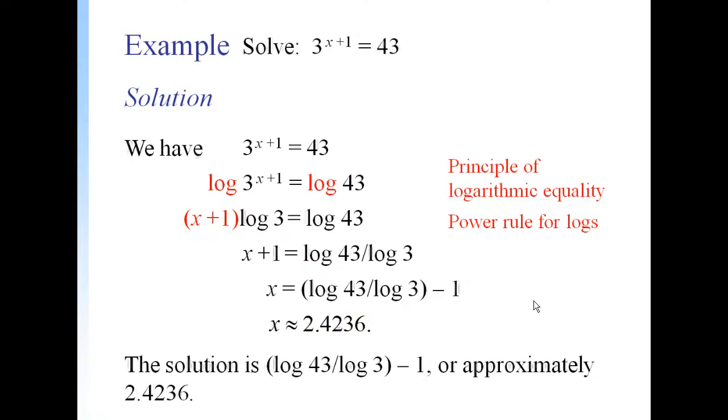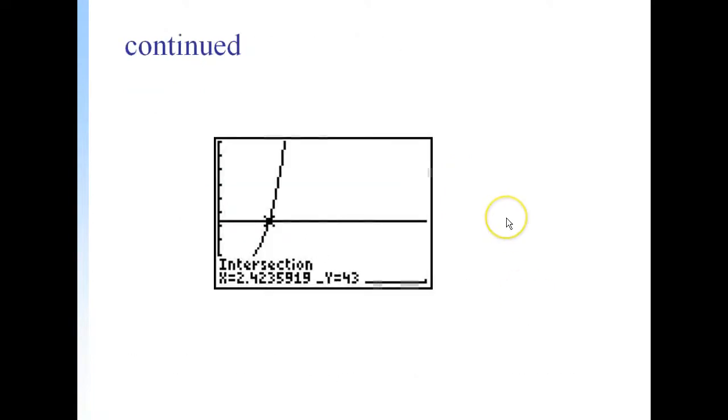And that is the answer, and if you put that into your graphing calculator, this is what it looks like, and it intersects there. Y sub 1 is this curve. Y sub 2 is just a horizontal line. They intersect there.